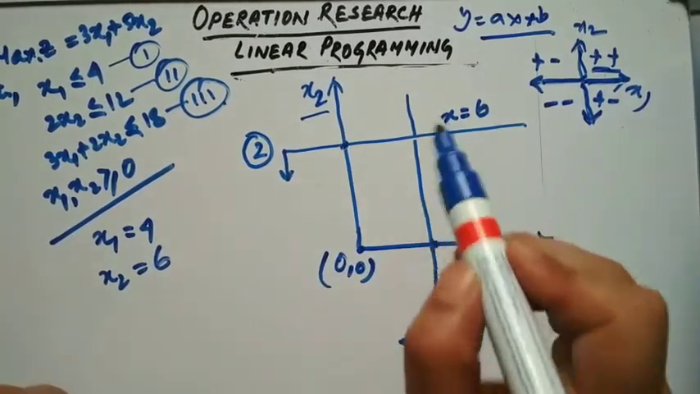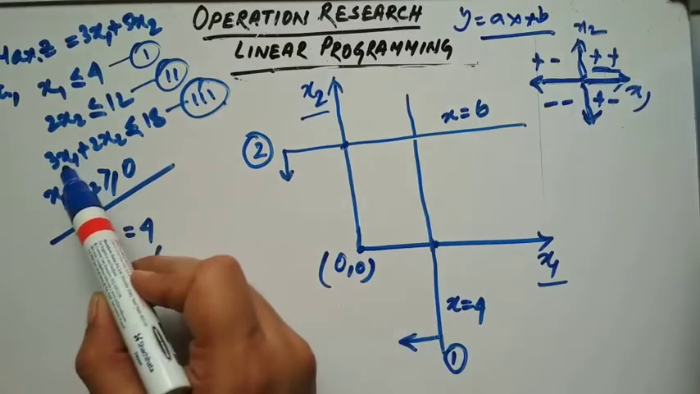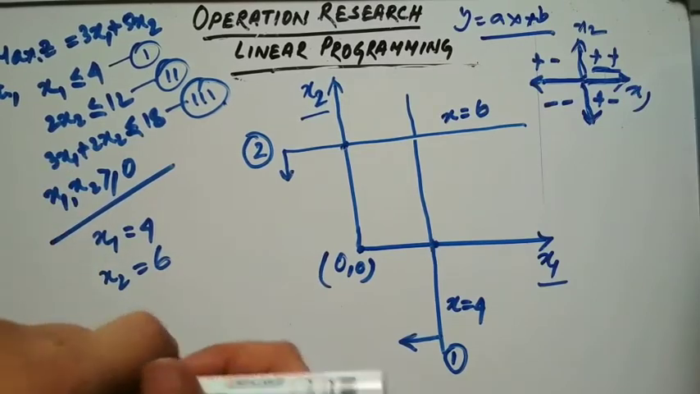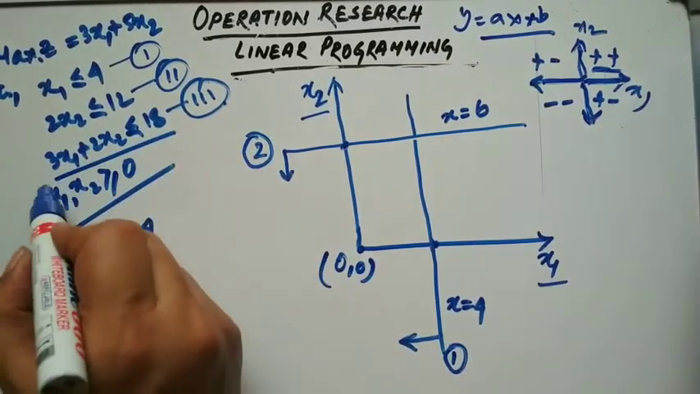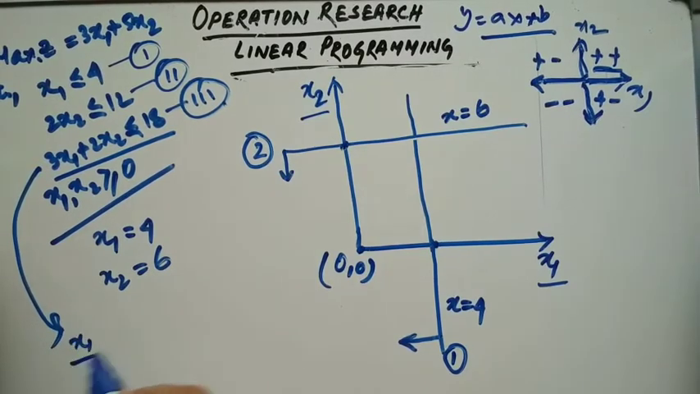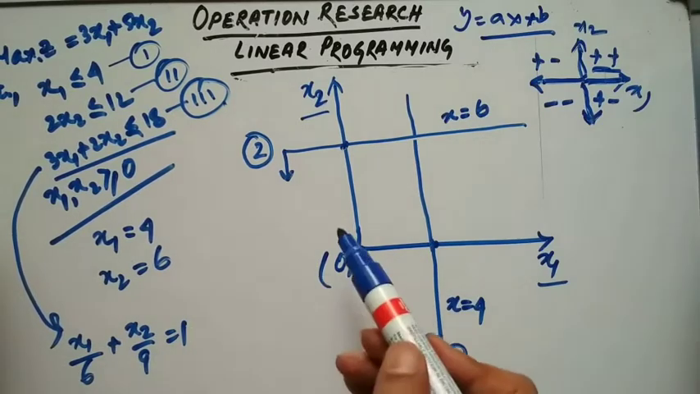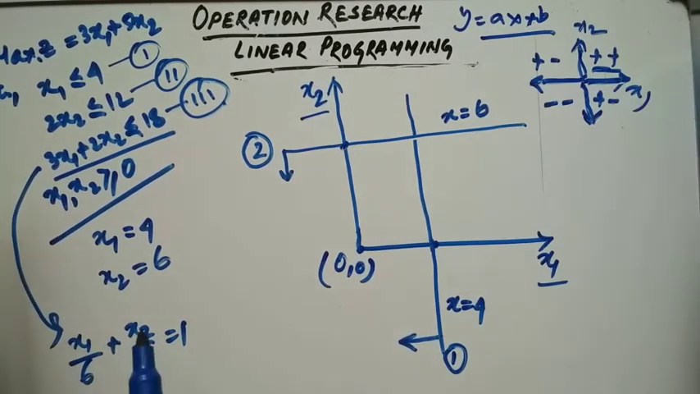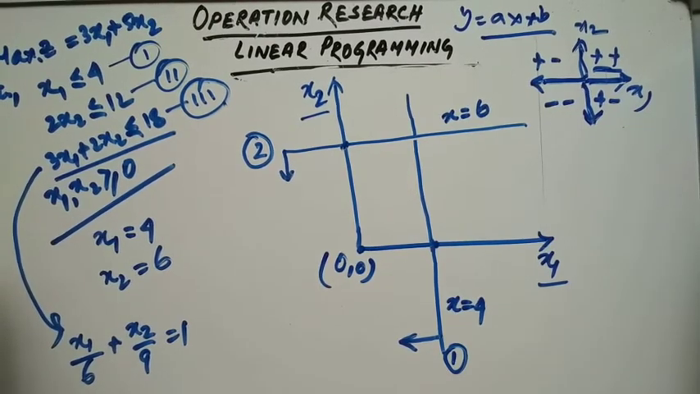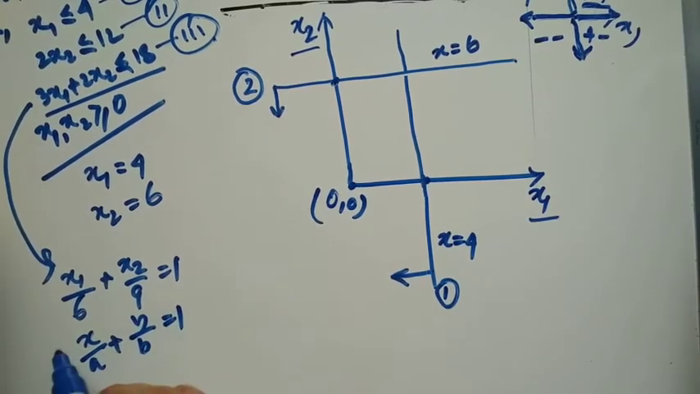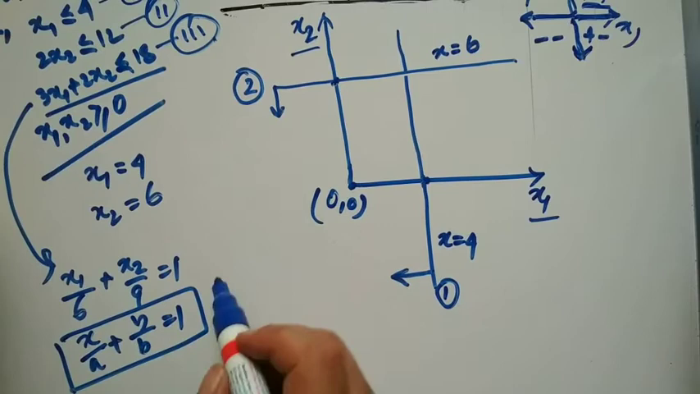Now the third equation. The third equation says 3x1 plus 2x2 less than or equal to 18. You know how to plot it, just like the intercept form. You can write the intercept form as x1 by 6 plus x2 by 9 equal to 1. So the intercepts are (6,0) and (0,9). Those will be the two coordinates of this particular straight line. You already have the concept of this intercept form. I will write it once more for you.